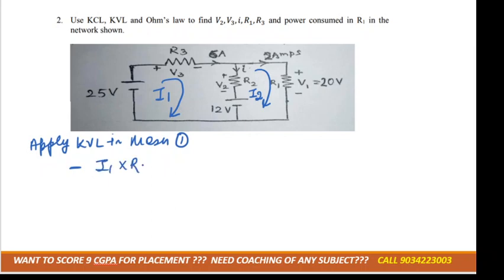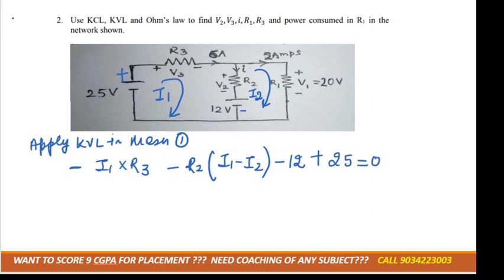Minus I1 into R3, right? Then again minus R2 into I1, sorry, actually this is the middle branch, and in the middle branch there is a flow of two currents. So basically it is minus R2 into (I1 minus I2), right? Then the sign of the battery is minus 12, then plus 25 is equal to 0. Okay, so this is equation 1.